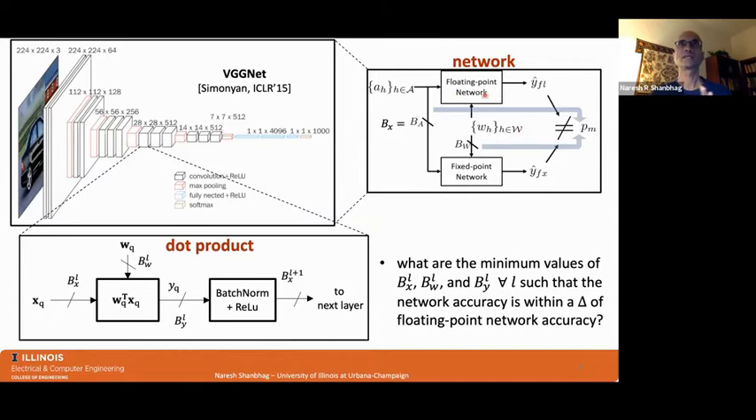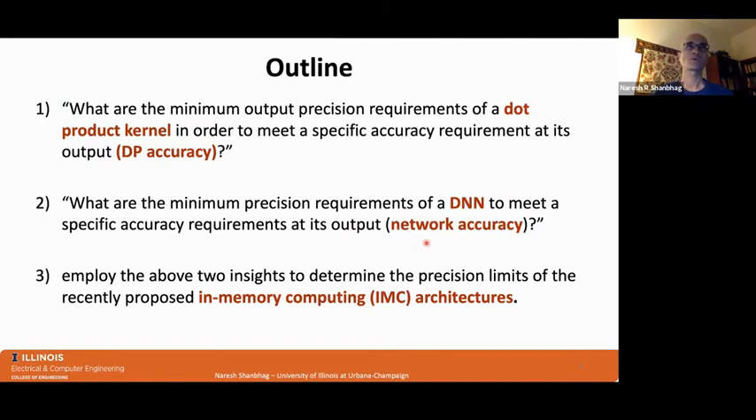And in the network, again, we want to be able to ask questions like, what is the mismatch between the fixed point network accuracy versus the floating point network accuracy? And for the dot product, we want to be able to say, what are the minimum precision requirements that I can assign to the output, to the two inputs, the activation and weights, so that at the network level, the delta between the two accuracies, the floating point accuracy and the fixed point accuracy, is within a certain delta. Okay, so this is the big picture view.